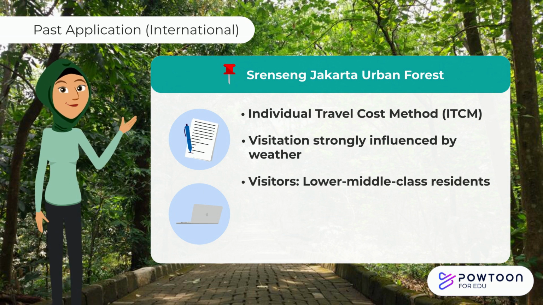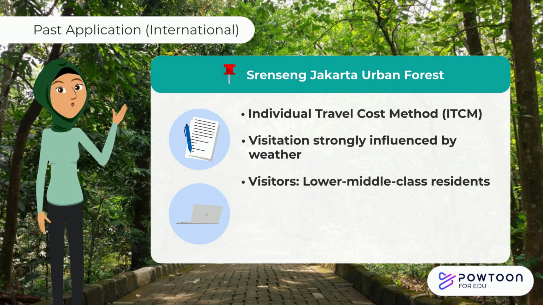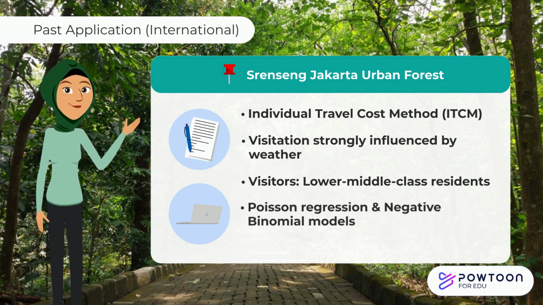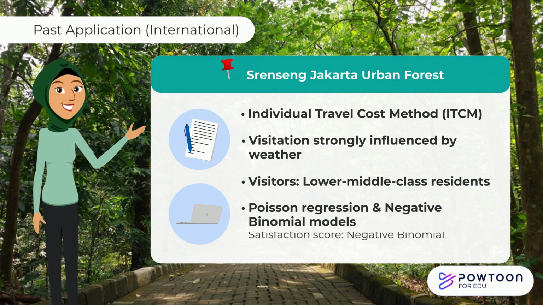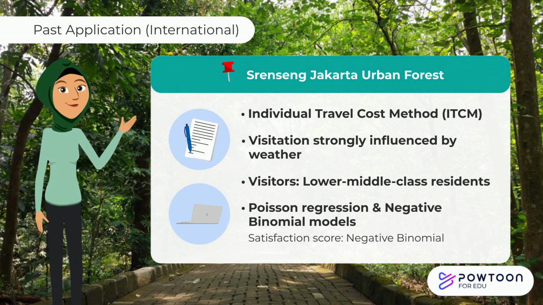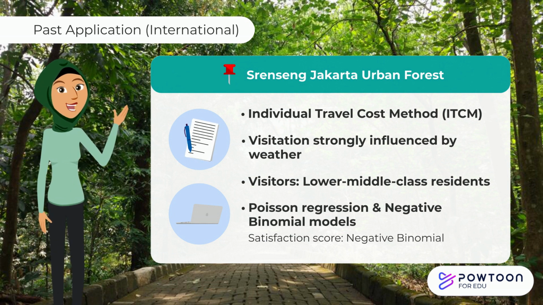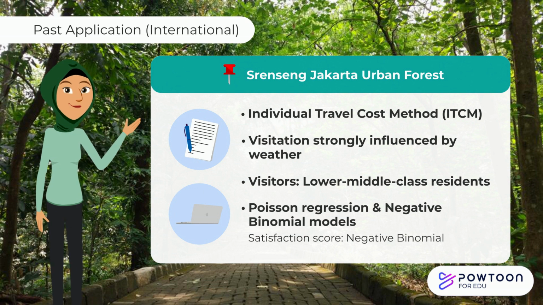Visitors predominantly consist of lower middle-class residents in proximity, as indicated by distance, travel time, and type of vehicle data. Poisson regression and negative binomial models were applied to TCM Srenseng Urban Forest, revealing significant determinant variables in both models such as occupation and gender in Poisson, and cost, occupation, gender, and satisfaction score in negative binomial.